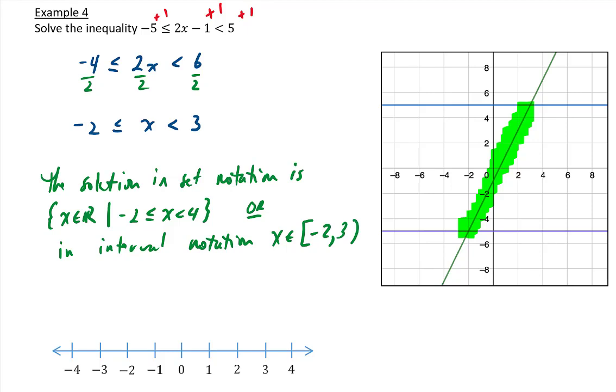Finally, if we needed to express the solution in a number line, we would start at negative 2 and have a solid dot. At 3, we would have an open dot, and we would connect those two dots. And there is our solution for this inequality.